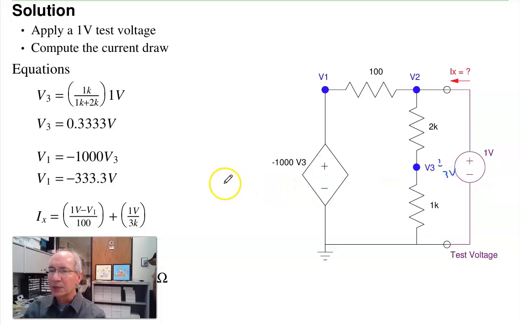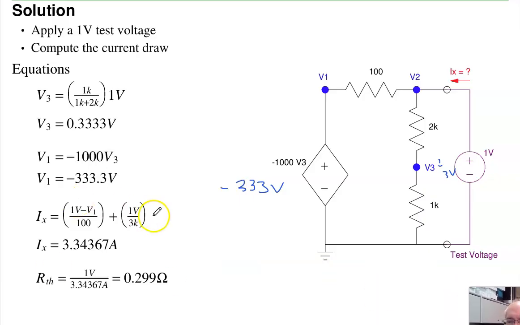This is 1,000 times that, so it's minus 333 volts. Then the current: I've got 1 volt over 3K plus 1 minus 333 over 100 gives you Ix is plus 3.34 amps. The impedance looking in then is voltage over current, 0.299 ohms. So this looking in looks like 0.299 ohms.